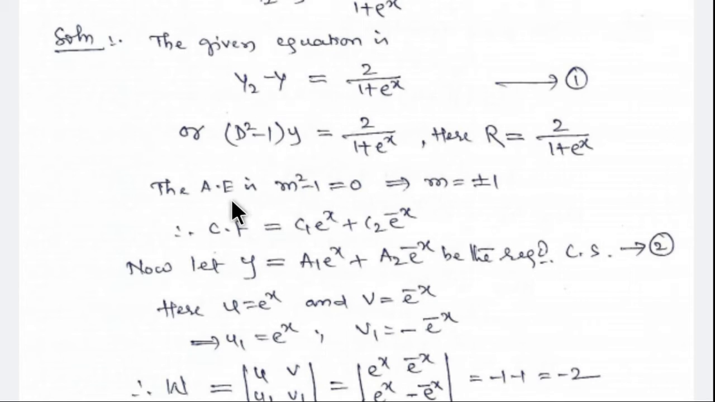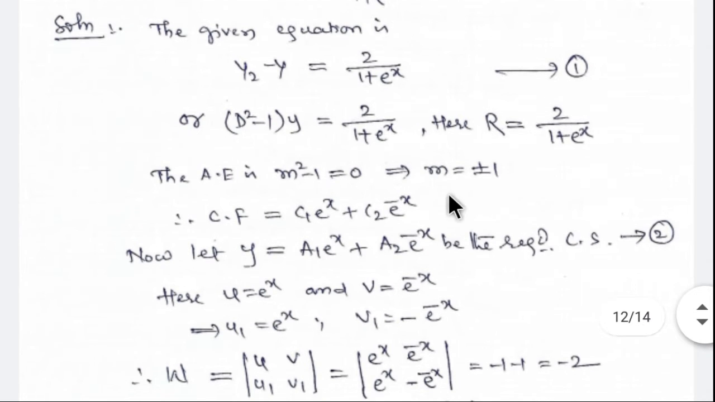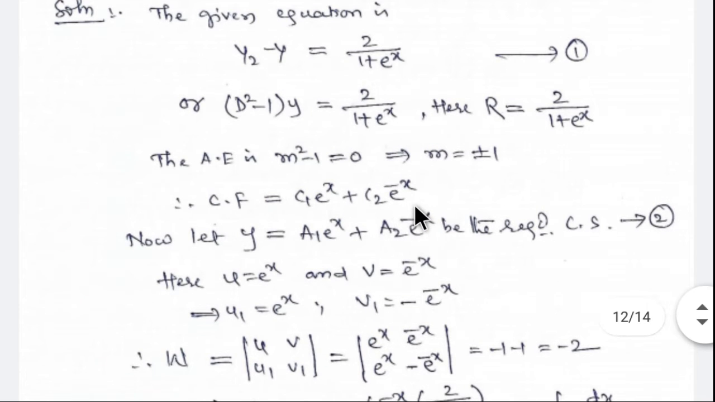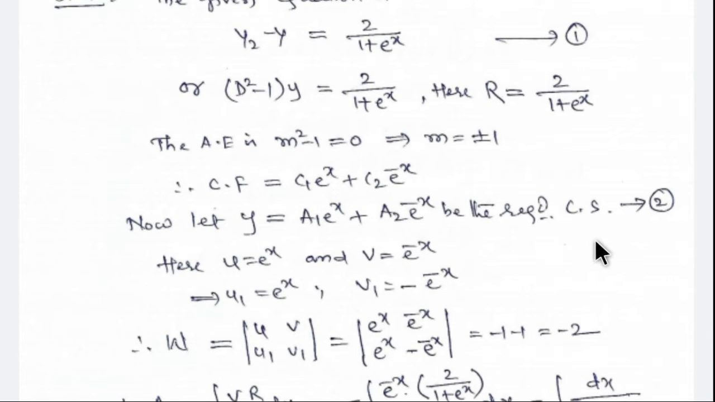Okay, take down the auxiliary equation m square minus 1 equal to 0. This implies m is equal to plus or minus 1. So the complementary function is c1 into e raised to x plus c2 into e raised to minus x. Now let y be equal to, use the variation of parameters method. Replace c1 by a1, c2 by a2. So y is equal to a1 into e raised to x plus a2 into e raised to minus x, be the required complete solution of the given equation. You call this equation 2.